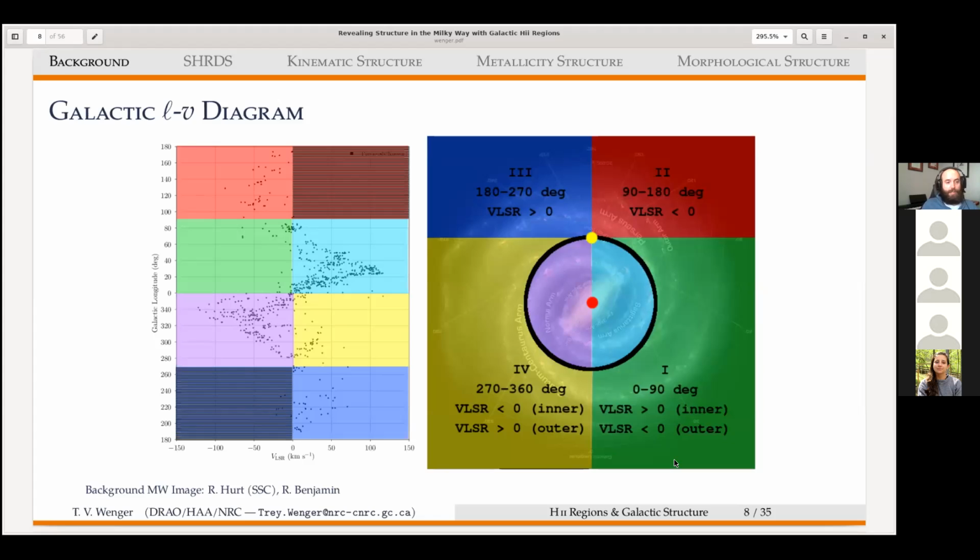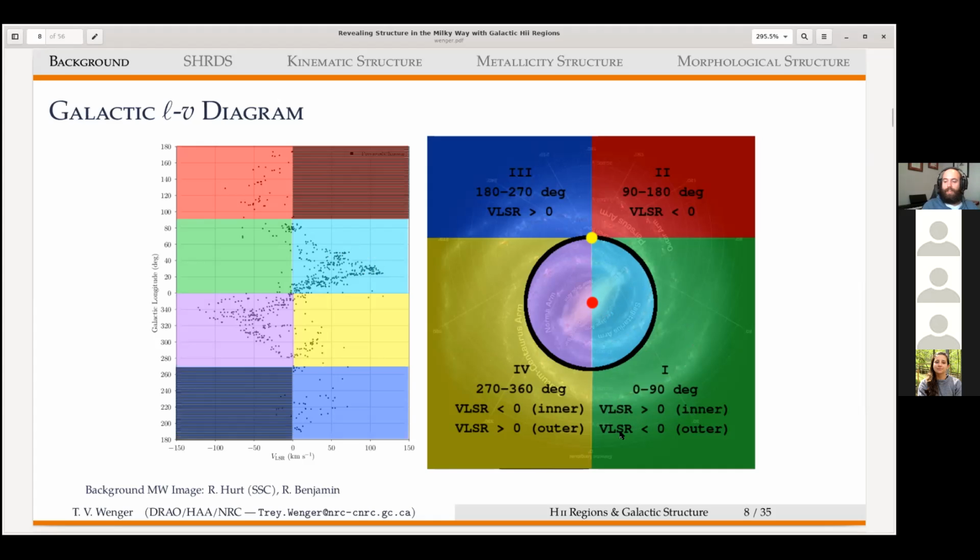If you assume a flat rotation curve, so you assume that the orbital velocity of stuff in the Milky Way is basically constant with galactocentric radius, then the longitude velocity diagram can be dissected quite nicely into some different pieces. For example, on the right here, this is a cartoon of the Milky Way where I've put the sun at this yellow circle and the galactic center at this red circle. And then I've color coded these different parts of the galactic plane and the associated parts in the longitude velocity diagram. So for example, here in the first quadrant, which is between 0 and 90 degrees longitude, if you have a positive velocity, you're in the inner galaxy, which is this kind of blue semicircle here. And that corresponds to this part of the longitude velocity diagram.